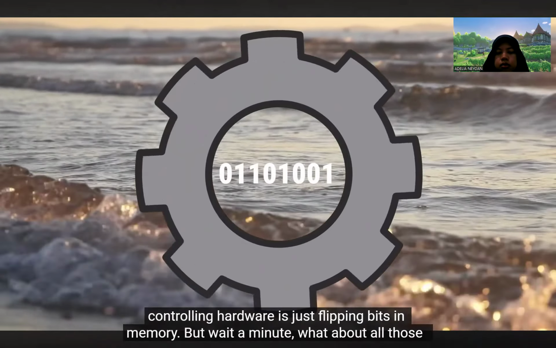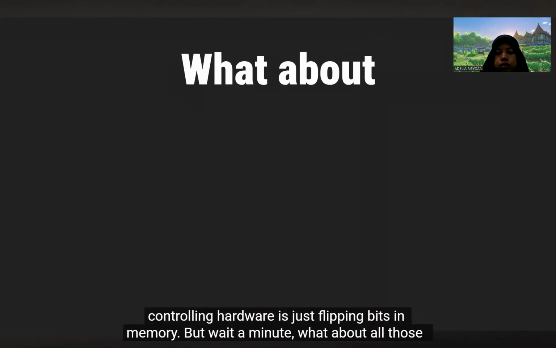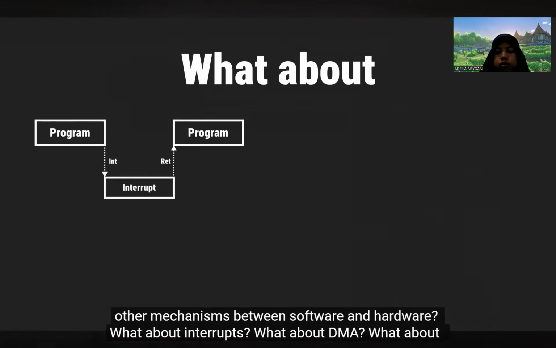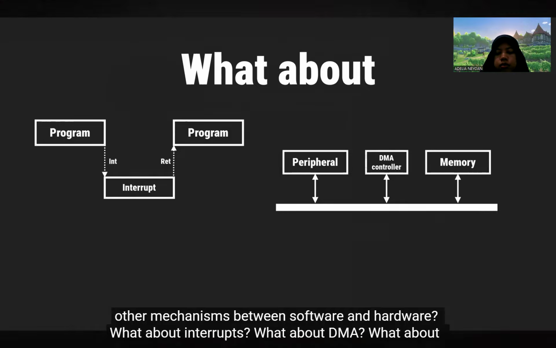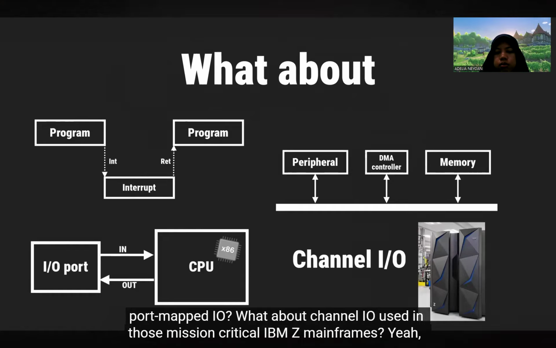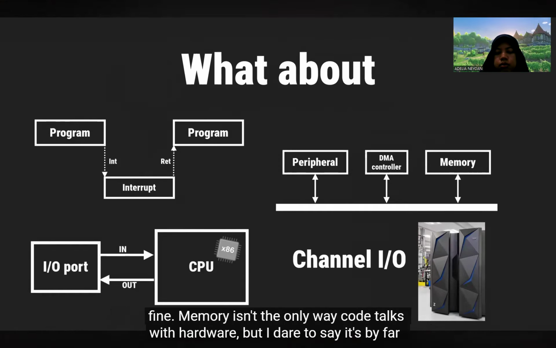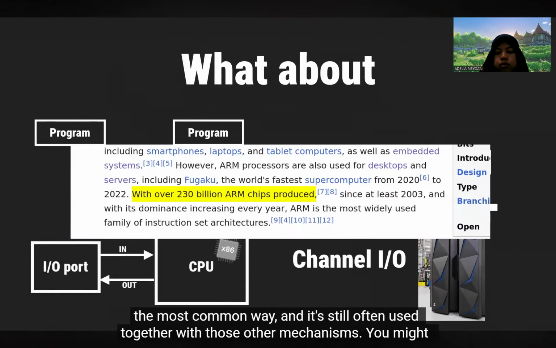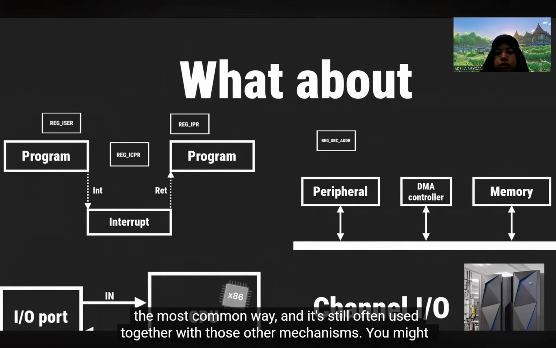reading and writing things in memory. But wait a minute, what about all those other mechanisms for software talking to hardware? What about interrupts? What about DMA? What about port mapped I/O? What about channel I/O used in those mission critical IBM mainframes? Yeah, fine. Memory isn't the only way code talks with hardware, but I dare say it's by far the most common way, and it's still often used together with those other methods.